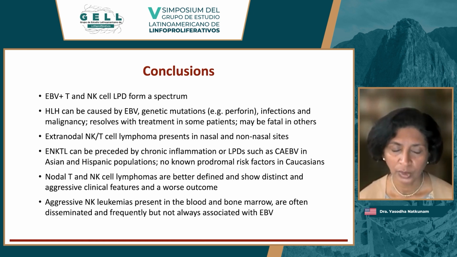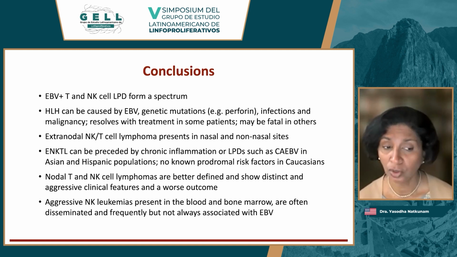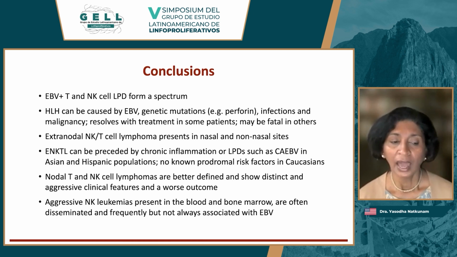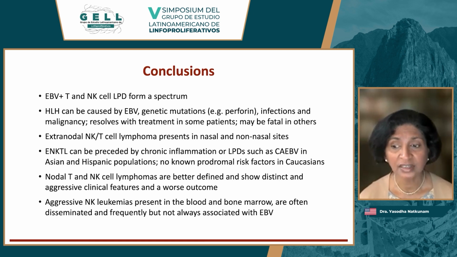The patients with extranodal NK T-cell lymphoma can present with nasal or non-nasal subtypes of disease. Chronic inflammation or other lymphoproliferative disorders, such as chronic active EBV, can present in Asian and Hispanic populations as a prodrome to developing these aggressive lymphomas. No such prodromal risk is known in Caucasian populations. And then the nodal T and NK cell lymphomas are now better defined. They show distinctive features and an aggressive clinical course, and in fact, a worse clinical outcome.